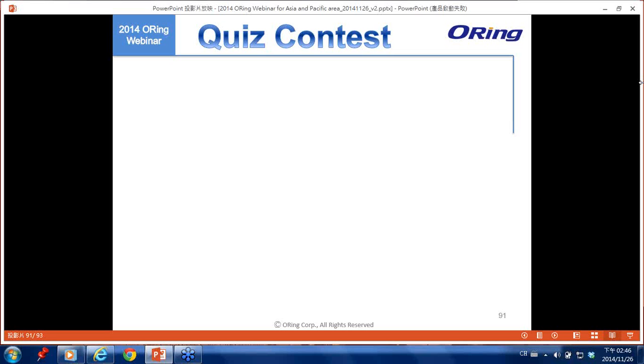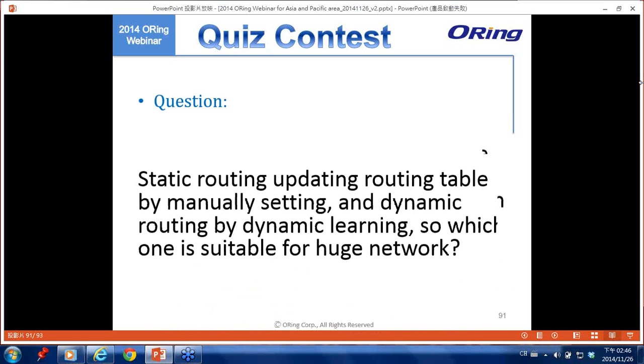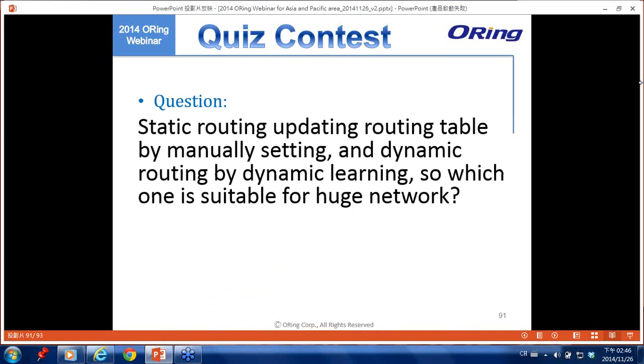Okay, it's quiz time again. The first question is: static routing updates the routing table by manual setting, and dynamic routing by dynamic learning. So which one is suitable for a huge network? Please answer in the question box.